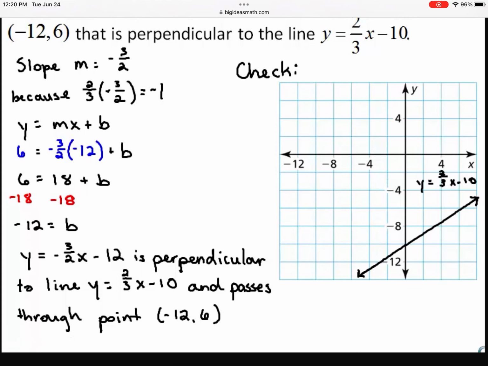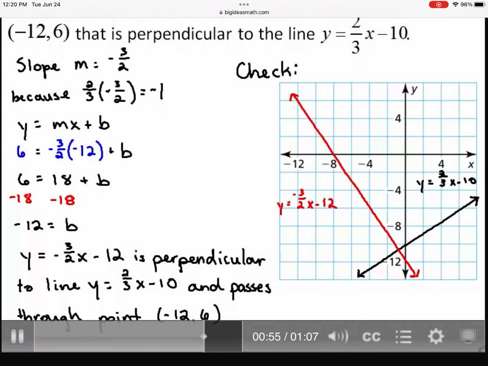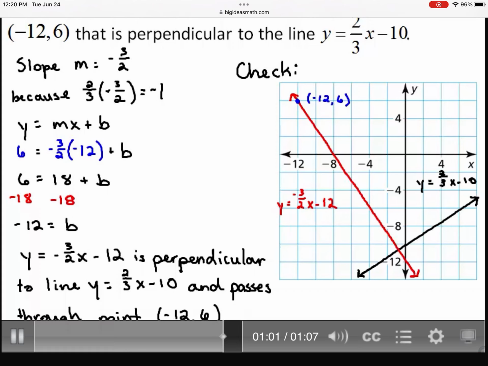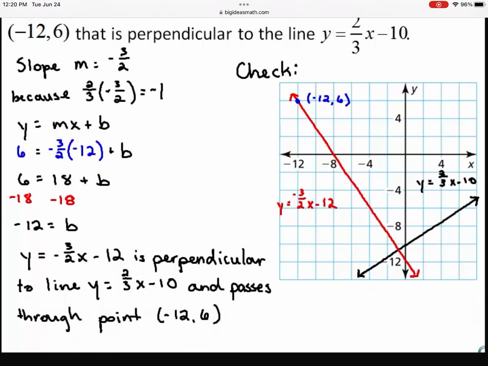Graph the original line y equals 2/3 x minus 10. Then graph the line that you found, y equals -3/2 x minus 12. Notice that y equals -3/2 x minus 12 passes through the point -12, 6, and the lines appear perpendicular.